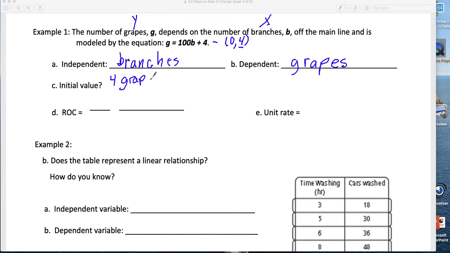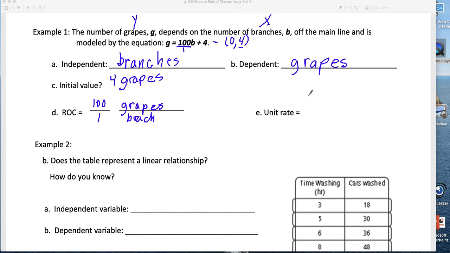Okay, let's find the rate of change up here. I've got 100, that's what it says. Okay, this is my slope. And remember, it's y's over x's. So it says I've got 100 grapes for every 1 branch. That makes sense. That's reasonable.